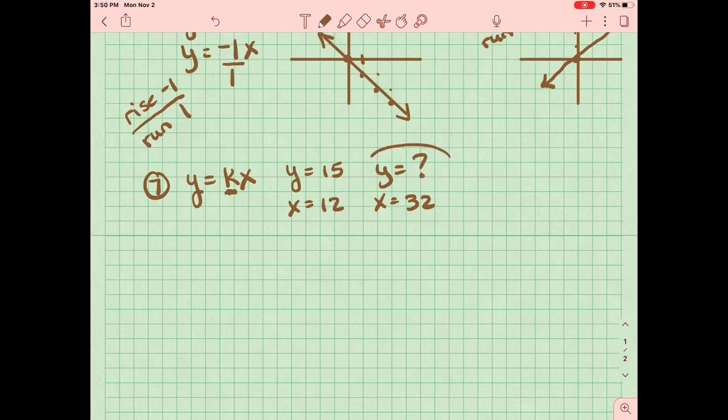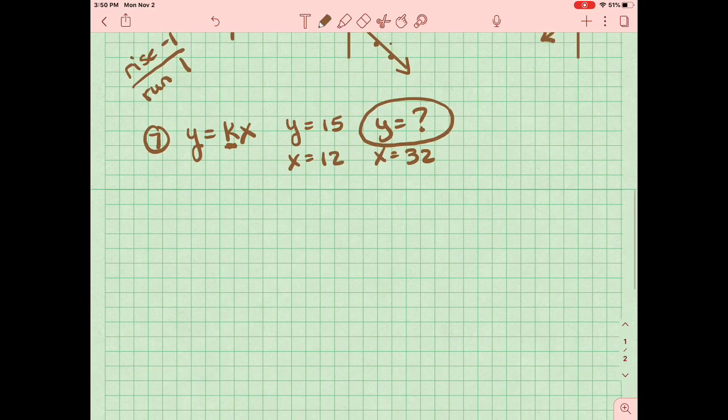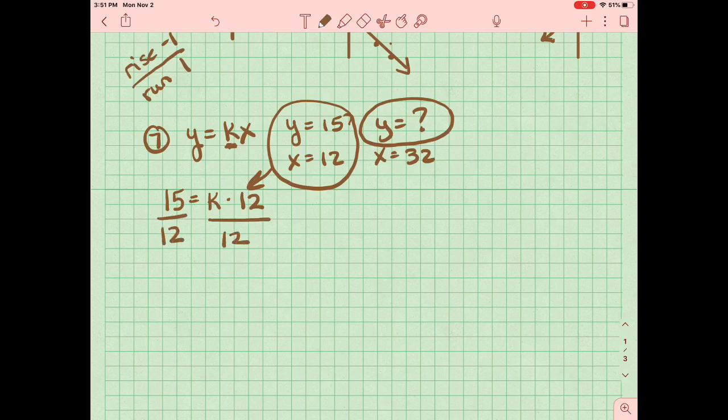So that's what we're trying to figure out. There's a couple ways to look at this, but what we can do is plug in these two numbers that we know go together into this equation. So we have 15 instead of y equals k, that we don't know, times 12. And so I'm going to solve this by dividing by 12, and k equals, I can simplify this because 3 goes into 15 5 times and 3 goes into 12 4 times. And so I know that k is going to be 5/4.